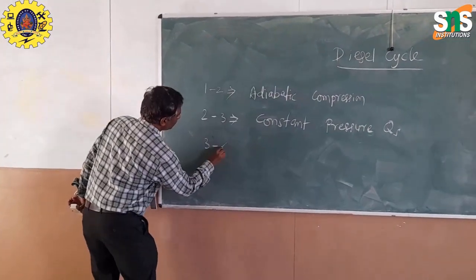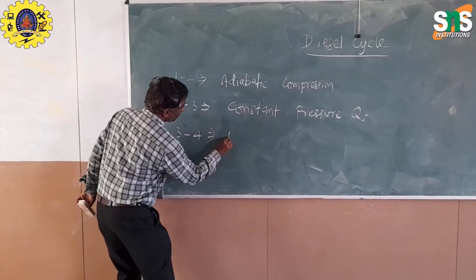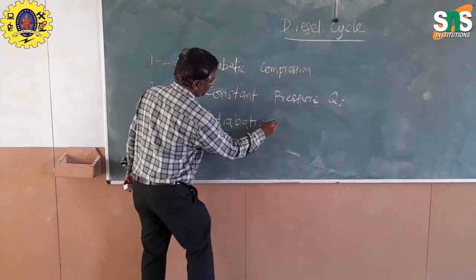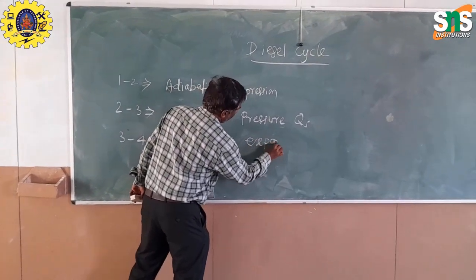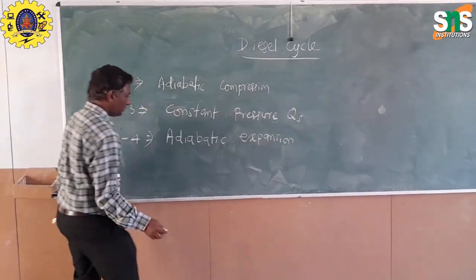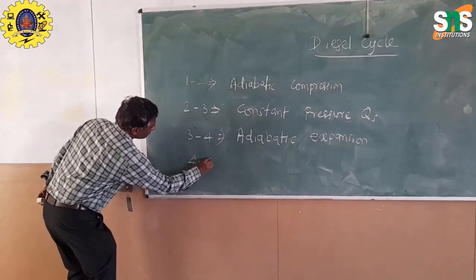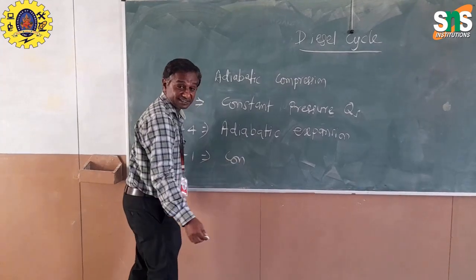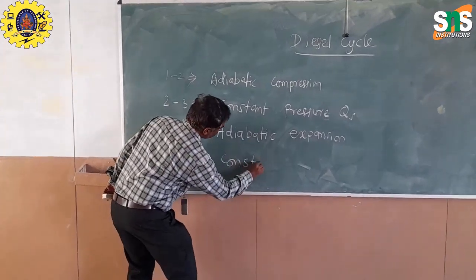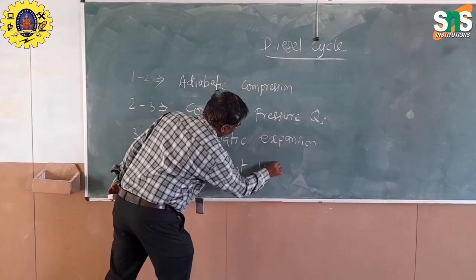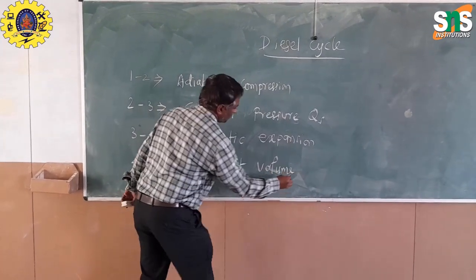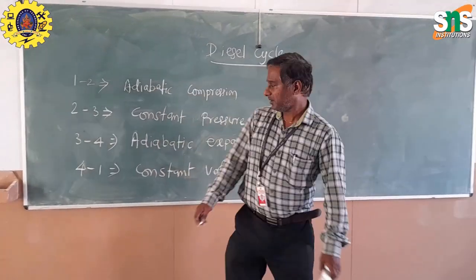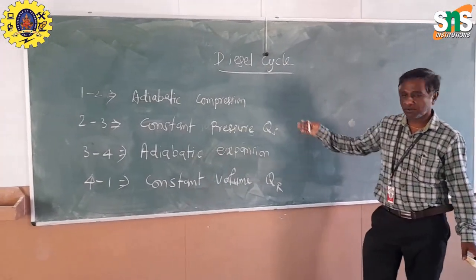3 to 4 is the adiabatic expansion process. And finally, 4 to 1. Here the heat is rejected at a constant volume. Let's take it as QR. Okay, so the number of processes is 4. It's a closed loop one.